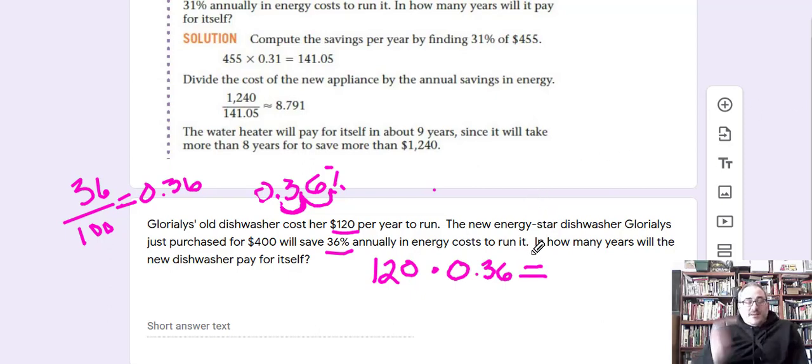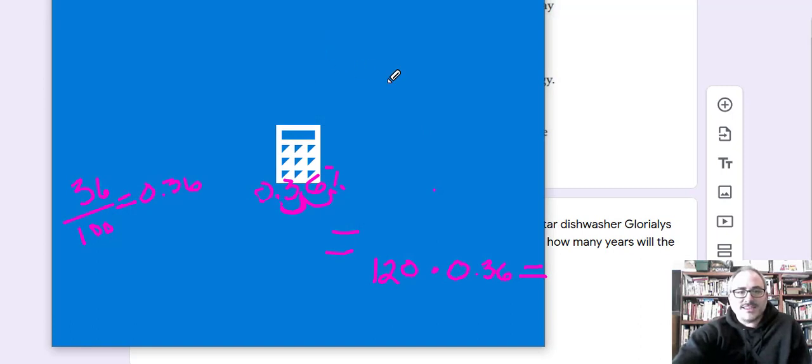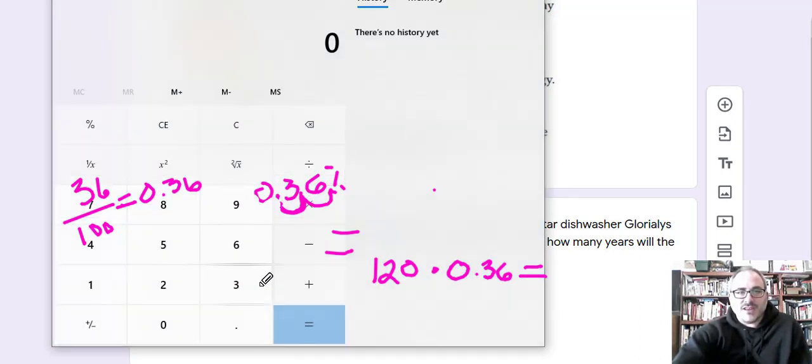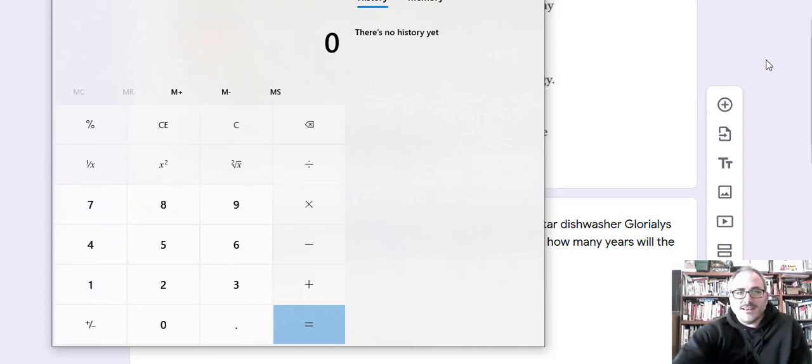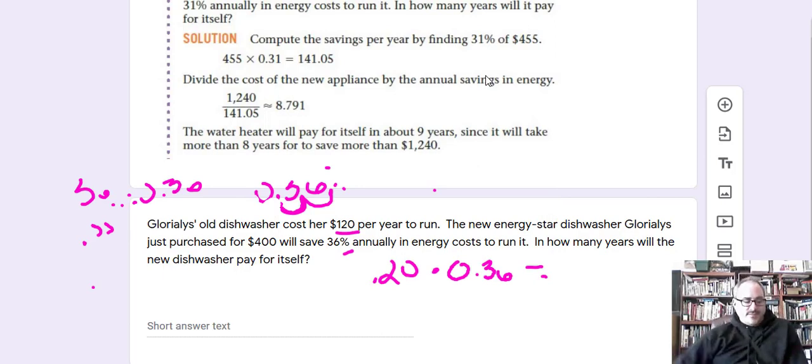And I've been using my little audio device here to do the calculations since my hands are kind of busy with other things. If you want, tell me in the comments whether you prefer me to break out a calculator for these. If you so choose, I will be happy to do that for you, if you want to see 120 times 0.36, 43.2. If you like that better, we can do that. And now I forgot what it said. Jeez.